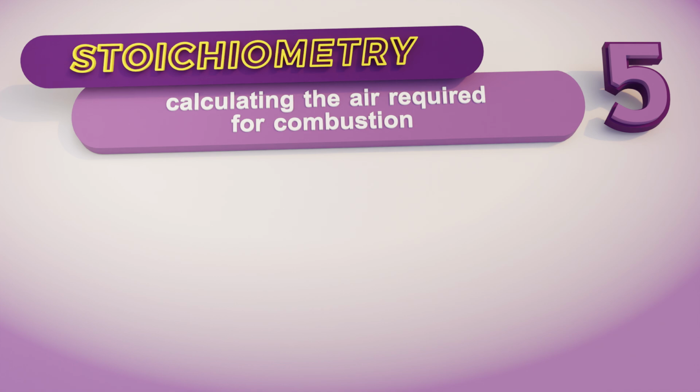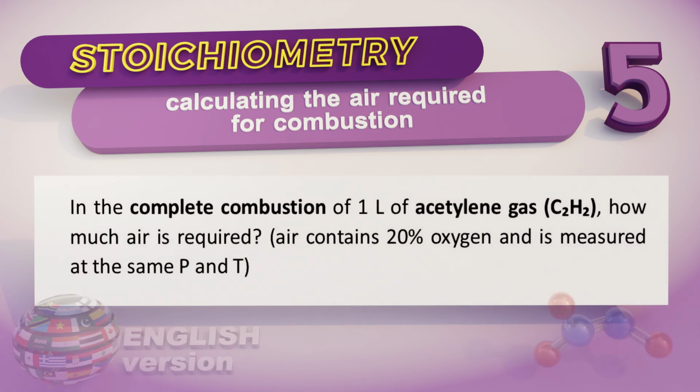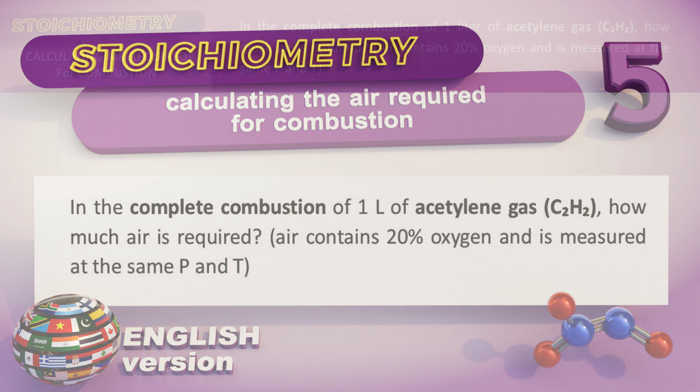In this video, we will practice problems in air requirement for combustion. In the complete combustion of 1 liter of acetylene gas with chemical formula C₂H₂, how much air is required? Note that air contains 20% oxygen and a chemical process occurs at constant pressure and temperature.